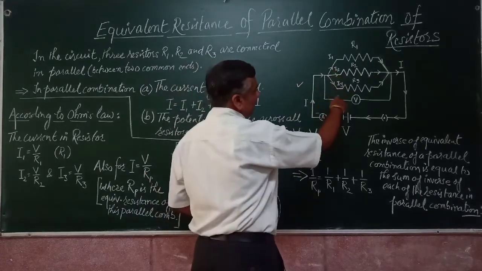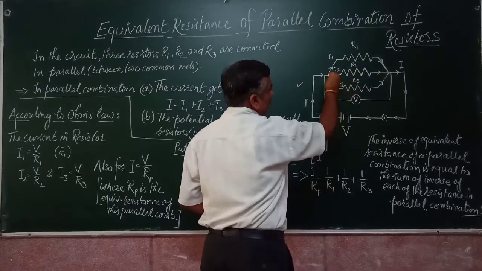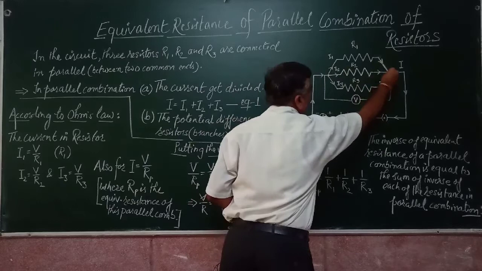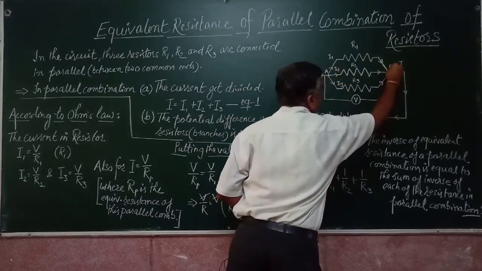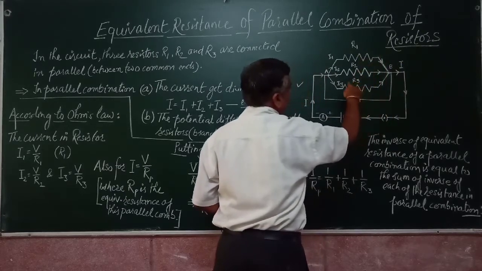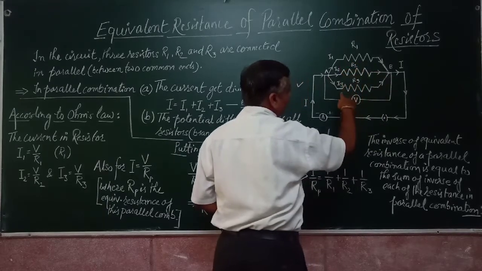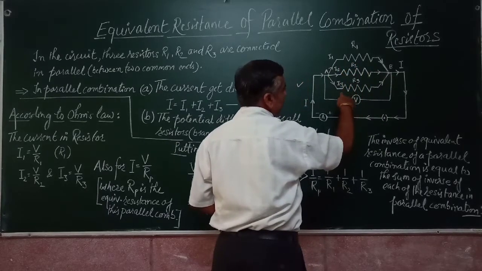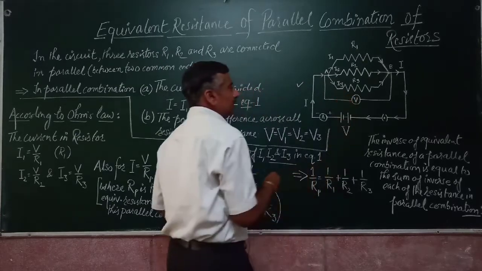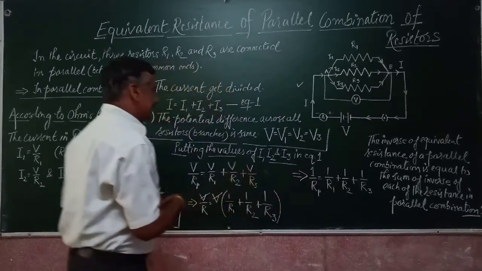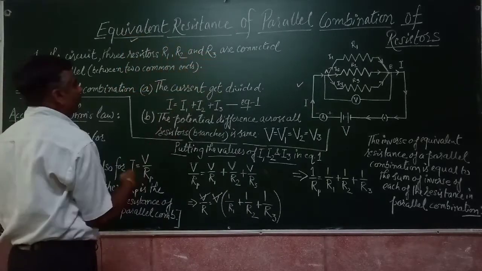In this parallel circuit we have three resistors R1, R2 and R3, and they are connected between two common points. Let us name this point as A and this point as B. So R1, R2 and R3 are connected between two common points and there are multiple paths for the flow of electric current. So this combination is a parallel combination. Now what are the characteristic features of parallel combination? Let us see and derive the expression for the equivalent resistance of parallel combination of resistors.